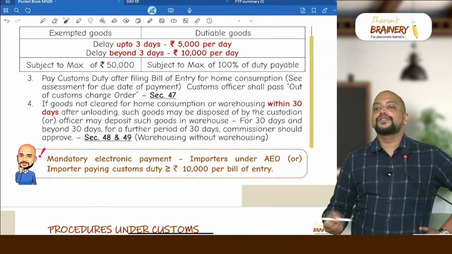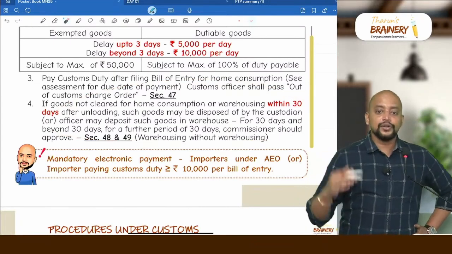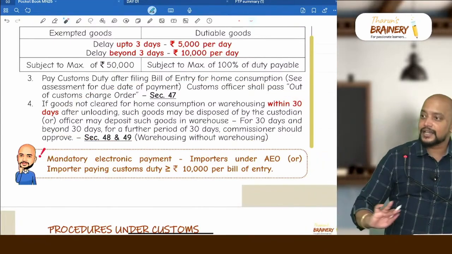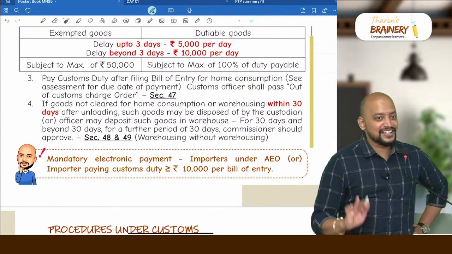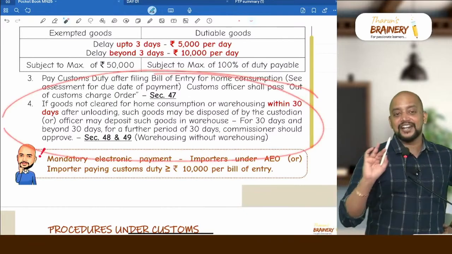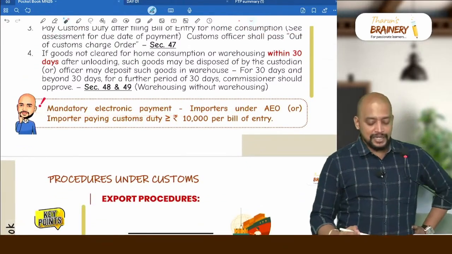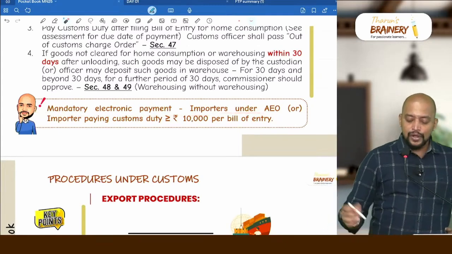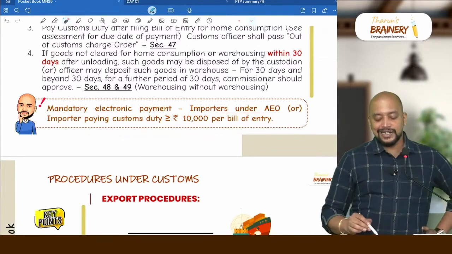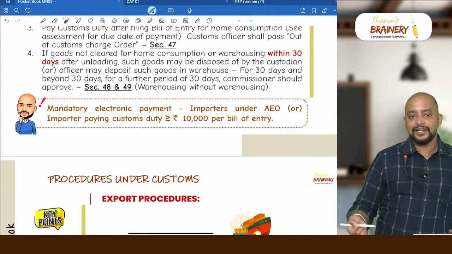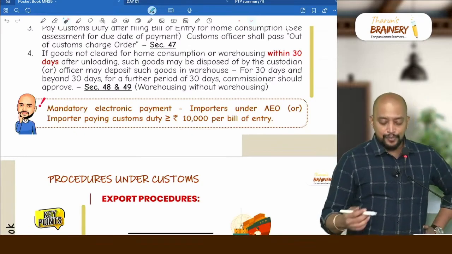And this is known as warehousing without warehousing. Suppose you get a short note question, warehousing without warehousing, don't think it's a print mistake. It is correct. That concept is there, and this paragraph we need to write. Okay. And there is a mandatory electronic payment. Importers under AEO or importers paying customs duty greater than or equal to 10,000 per bill of entry need to pay through electronic mode only.